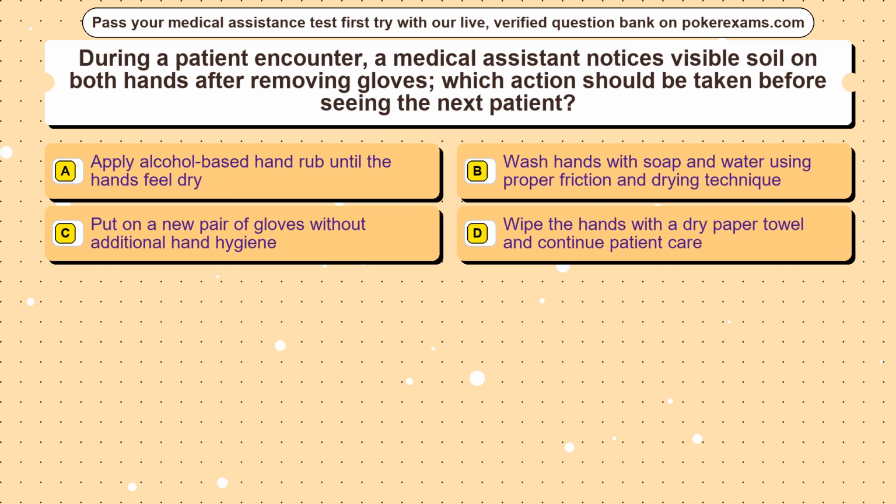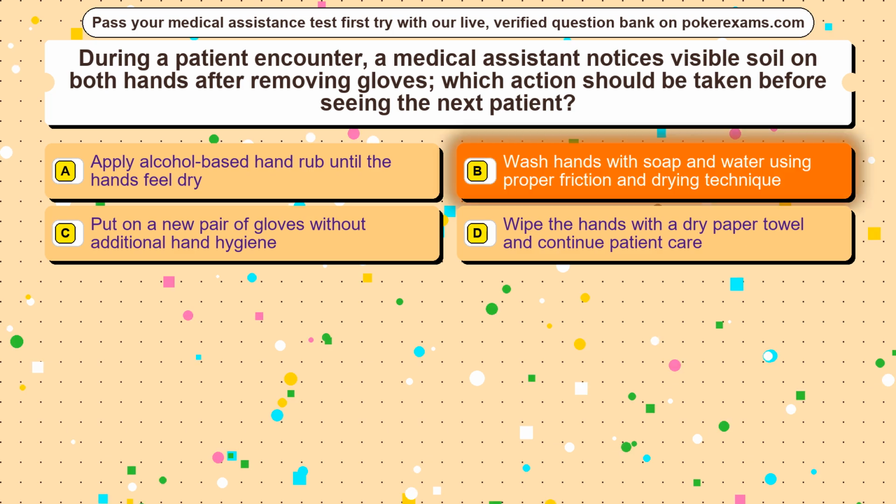Question 93. During a patient encounter, a medical assistant notices visible soil on both hands after removing gloves. Which action should be taken before seeing the next patient? Option A. Apply alcohol-based hand rub until the hands feel dry. Option B. Wash hands with soap and water using proper friction and drying technique. Option C. Put on a new pair of gloves without additional hand hygiene. Option D. Wipe the hands with a dry paper towel and continue patient care. The correct answer is option B.